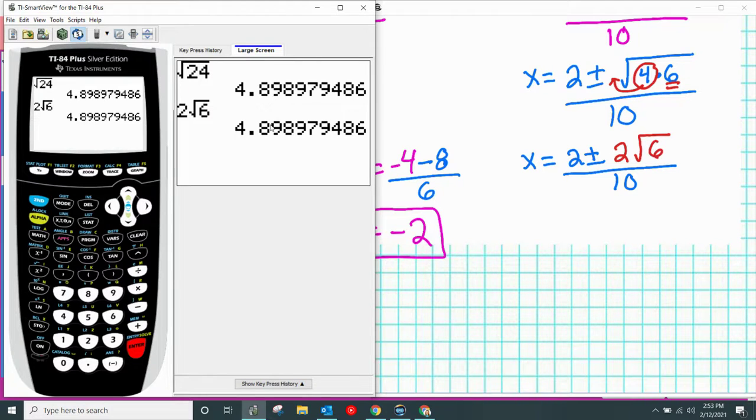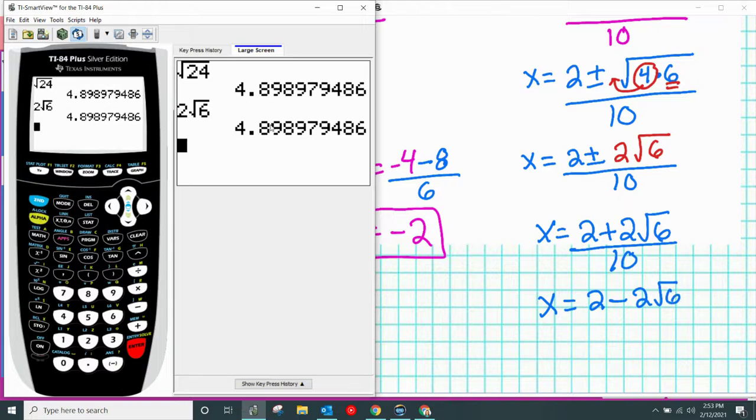Your answer is going to look really nasty. It's going to look like this crazy square root thing, but just leave it. That's your answer. You can still write this as 2 separate answers. This is x equals 2 plus 2 square root 6 divided by 10. And it's x equals 2 minus 2 square root 6 divided by 10. There's your 2 answers right there. But you know what, guys? You also could have just left it like this.